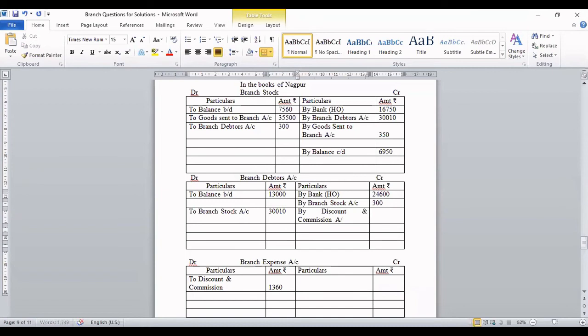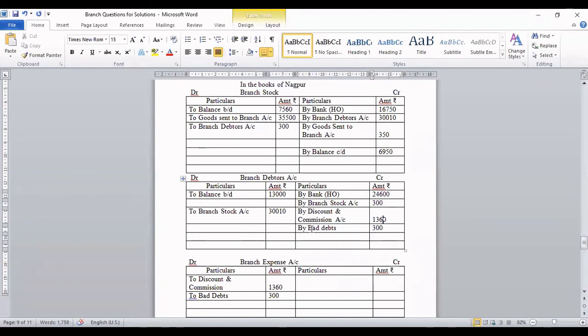Okay, so what is the amount we have? 1,360, correct? Yes. Done. Next one: bad debts. So again, the entry will be the same. Branch expense to branch debtors. So here I will write bad debts. Tell me the amount. 300. And here, by bad debts, 300.